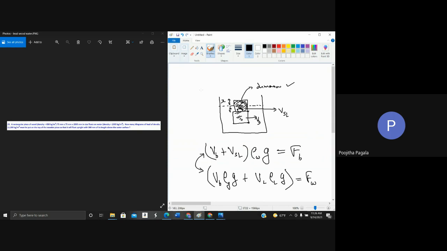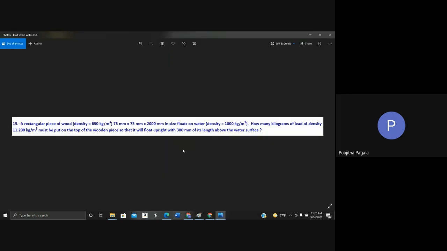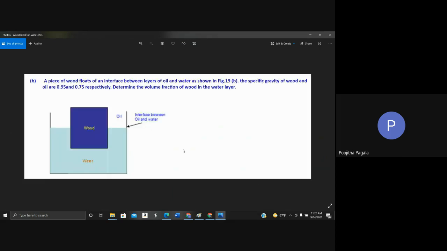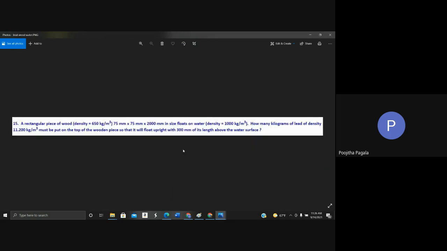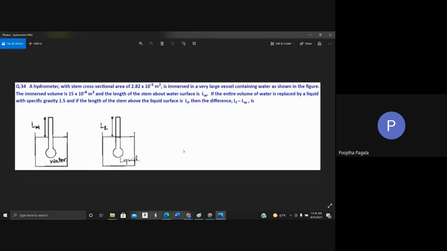ఓకే, యాక్చువల్లీ there is one more problem. ఇది స్క్రీన్ షాట్ తీసుకొని మీరు ట్రై చేయండి అండ్ let me know in the next class this problem. ఇది స్క్రీన్ షాట్ తీసుకోండి.